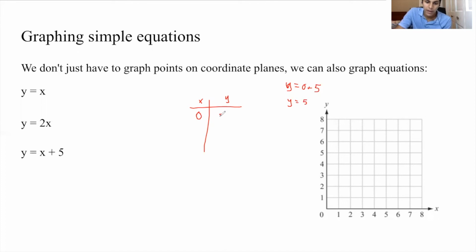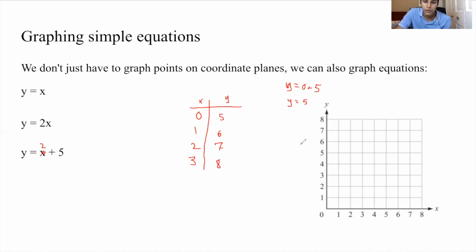So we put 5 here. When x is equal to 1, y is equal to x plus 5, which is 1 plus 5, and 1 plus 5 is 6. When x is 2, y is equal to 2 plus 5, because 2 is x, and that gets us to 7. And we'll do one more point. When x is 3, we get y equals 3 plus 5, and that's 8.